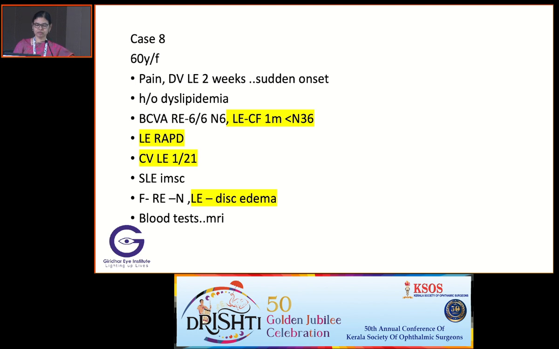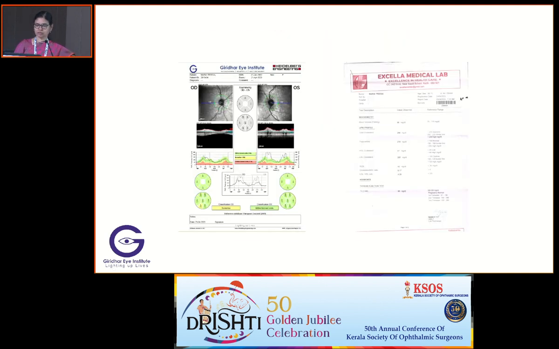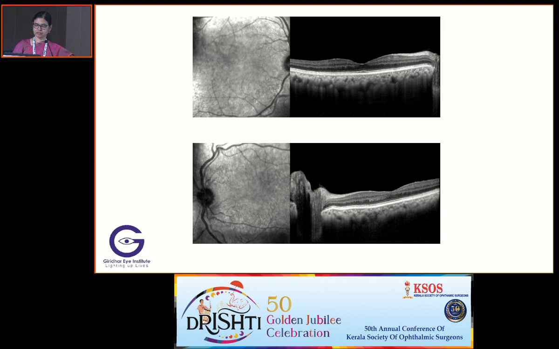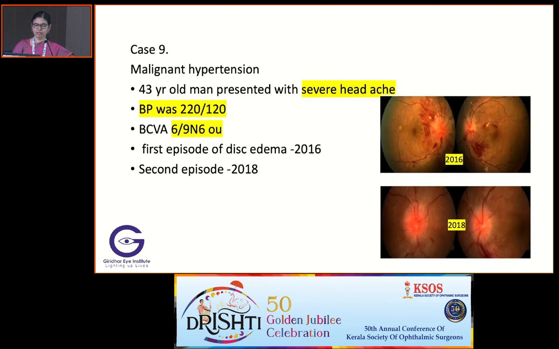A 60-year-old female, left eye diminution of vision, 2 weeks duration, sudden onset, RAPD in the left eye, color vision decreased, only disc edema. And this is the OCT. In the MRI, there was minimal thickening of the optic nerve sheath alone. So it's a case of optic perineuritis. A tapering dose of prednisolone was given, and she improved.